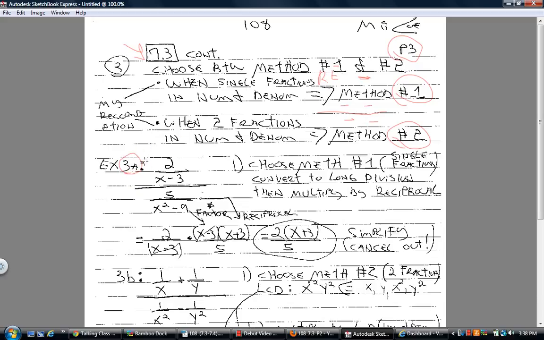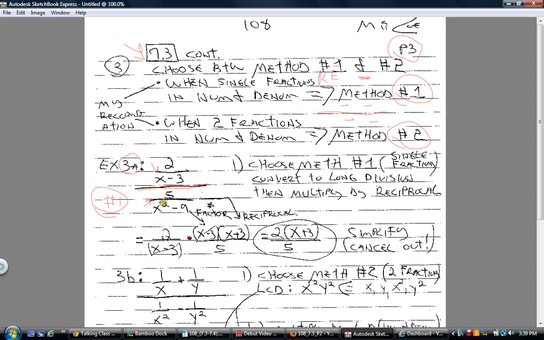So here we go. You look at this, you see 2 divided by x minus 3, all divided by 5 divided by x squared minus 9. Okay, what method are you going to use? Count your fraction bars. How many do you see? 1. Therefore, you're using method number 1. So you're going to take the rational expression in the numerator, 2 divided by x minus 3, leave it alone, and multiply by the reciprocal of the second rational expression in the denominator.